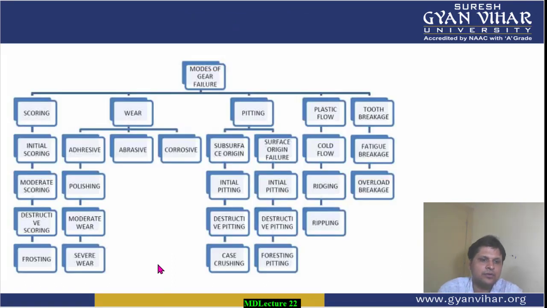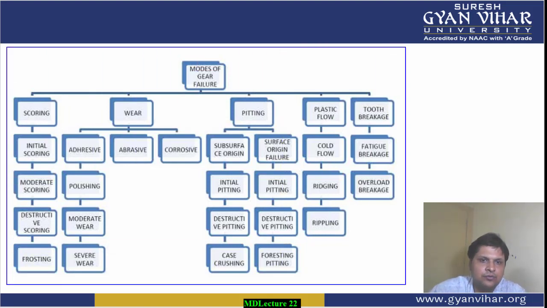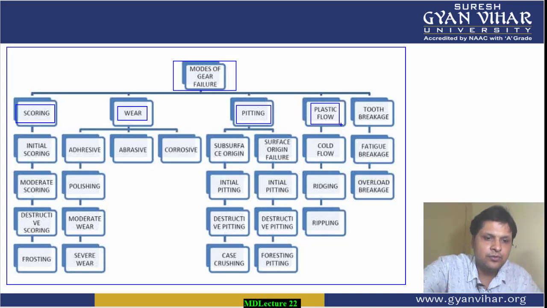Before going into the causes of gear tooth failure, students, first of all, let's see the different modes of gear tooth failure. This chart is showing you the different modes of gear tooth failure. As you can see, scoring is a mode of failure. Then wear is a mode of failure. Then pitting is a mode of failure. I will discuss each of these modes of failure one by one. But first, let's see the different names of the modes of gear tooth failure.